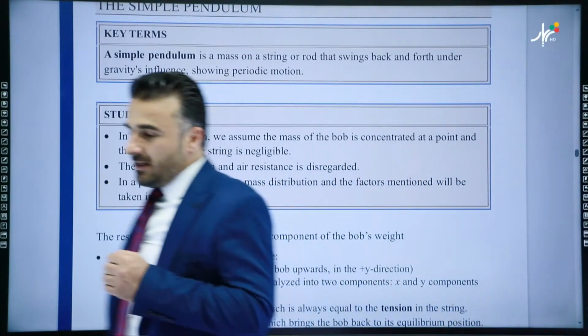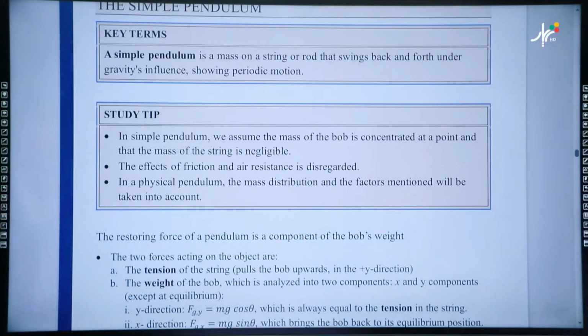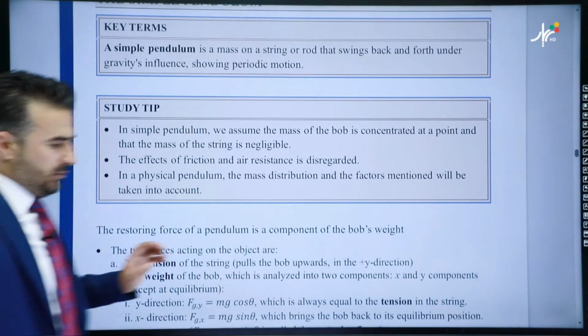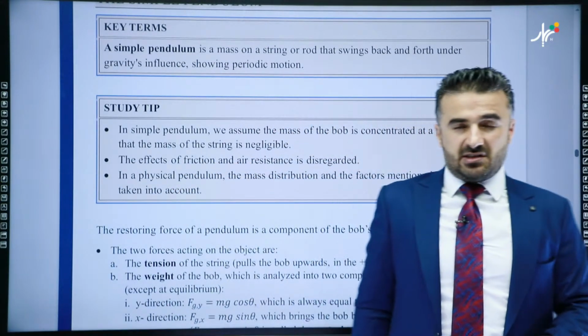Now we have something else called a simple pendulum. Yes? Now what is a simple pendulum? We did talk about the mass spring system, yeah?